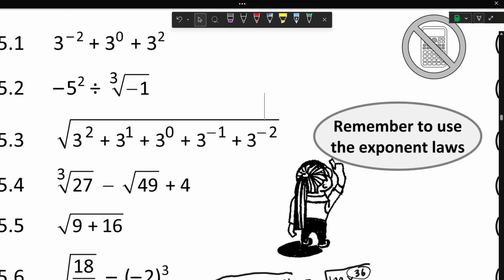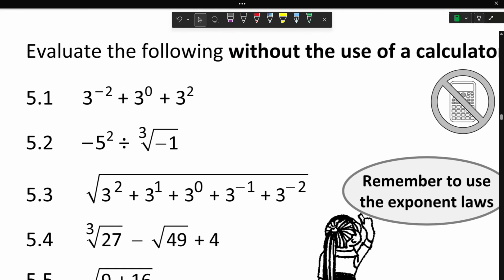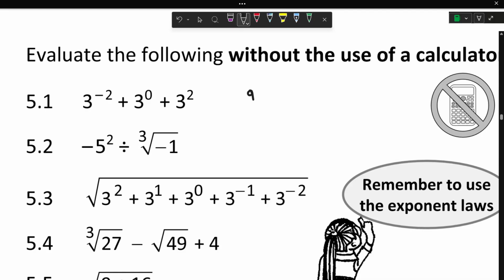And for this next question here, we have 3 squared plus 3 to the 1 plus 3 to the 0 plus 3 to the -1 plus 3 to the -2. So it'll be 9 plus 3 plus 1 plus 1 over 3 plus 1 over 9. Remember, guys, a negative exponent means it's a fraction, and you make the exponent positive on the bottom. So it'll be 1 over 3 squared, 1 over 9. And then we have 13 plus 1 over 3 plus 1 over 9.